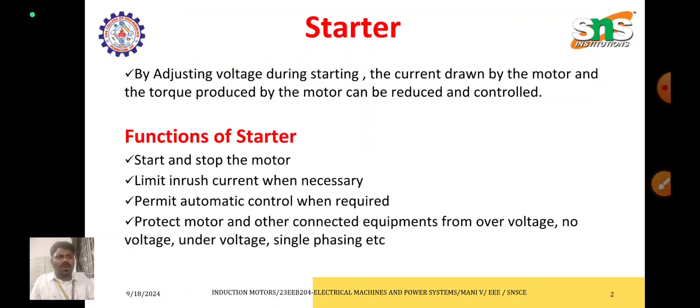So what are the functions of a starter? It is used to start and stop the motor easily and quickly, and we have to limit the inrush current. The inrush current is nothing but the starting current, when it is necessary. You can also permit automatic control when it is required by the machine. And we can protect the motor and other connected equipment from over voltage, no voltage, under voltage, single phasing, etc.